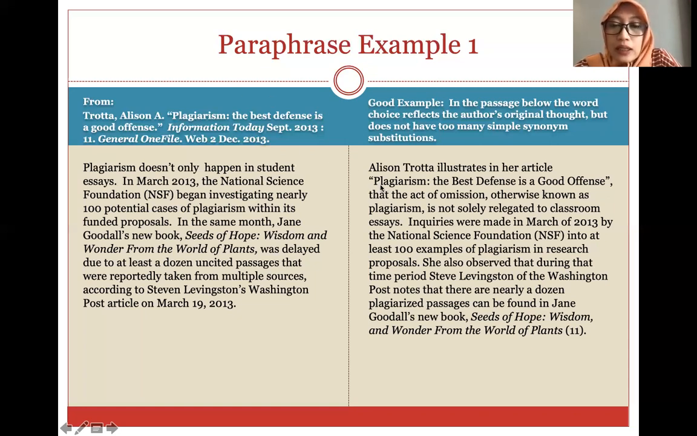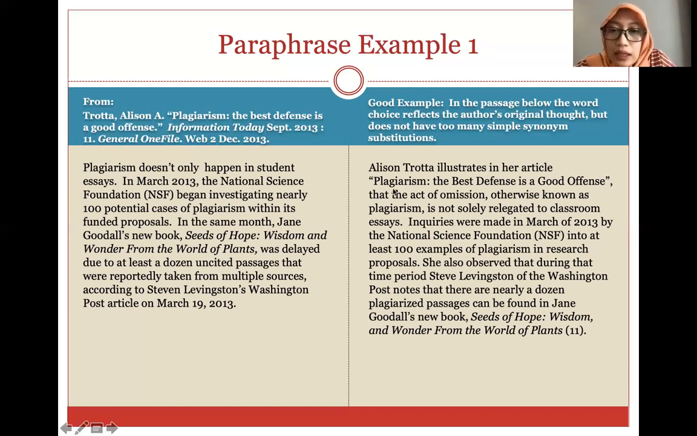Kita pindah ke hasil paraphrase-nya. Apa isi artikelnya? That the act of omission, otherwise known as plagiarism, is not solely related to classroom essays. Nah, di teks aslinya hanya menyebutkan kata plagiarism, but in the paraphrase version dijelaskan lagi menggunakan bahasa yang lebih mudah ya. The act of omission, otherwise known as plagiarism. Jadi penulis yang baru menawarkan alternatif pengertian dari plagiarism, which is the act of omission ya.